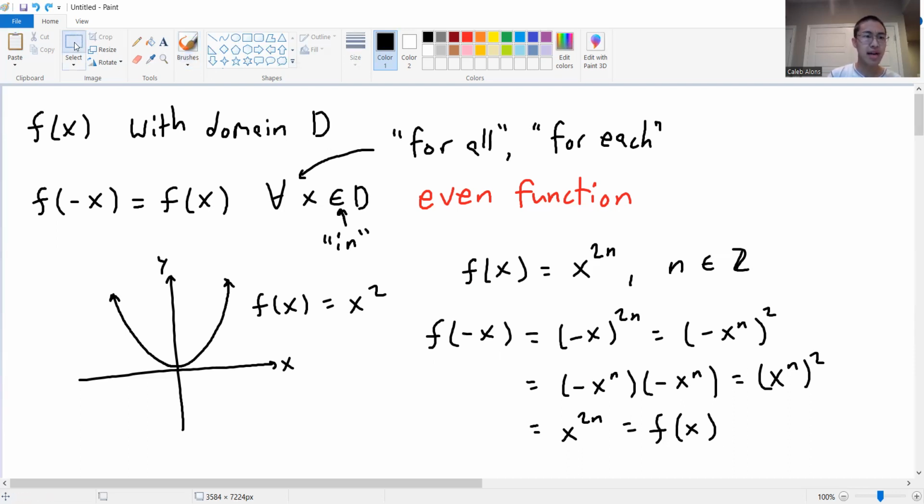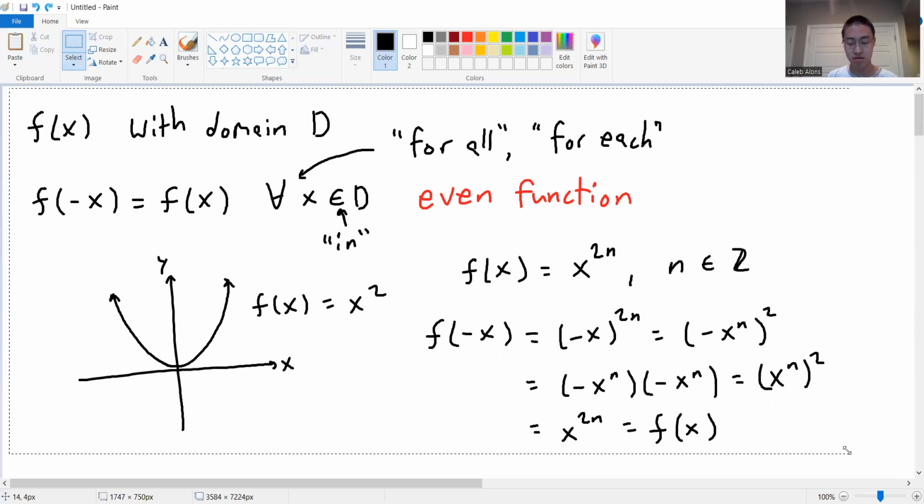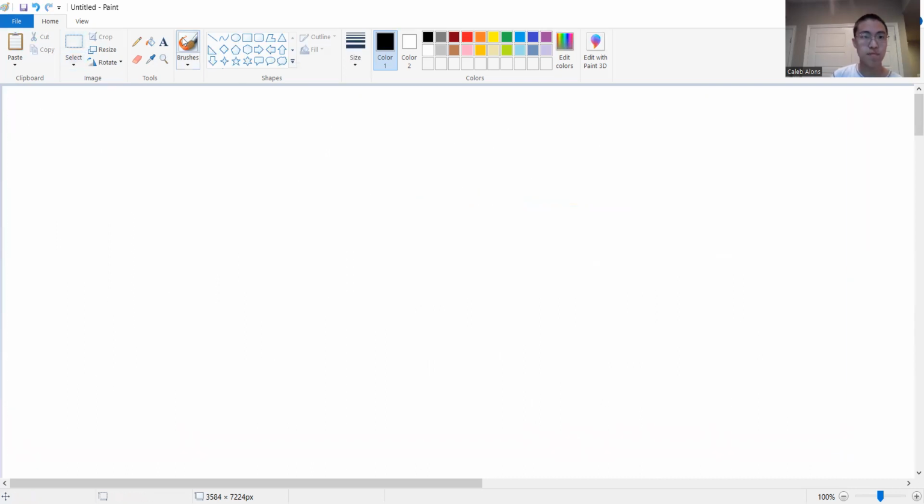The other kind of function we have is odd. And since this is in the digital world of video lectures, if you didn't get everything written down, just rewind the video and press pause. Use the flexibility of this format to your advantage in your learning style.